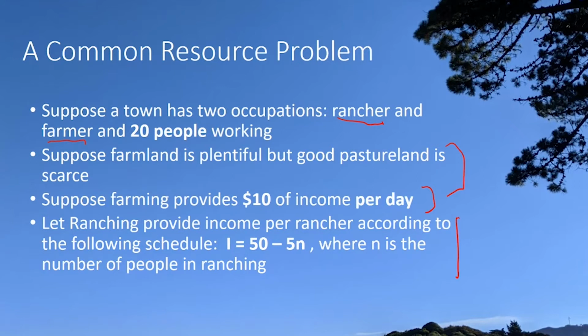Now, we're going to make ranching a little bit more complicated. Ranching is going to provide income to the rancher, but it's going to follow this schedule, this formula. And this formula is I for income, and N is the number of people in ranching. And we're going to say that the amount of income that a rancher gets is going to be negatively related to the number of people that are actually grazing their cattle on the pasture land.